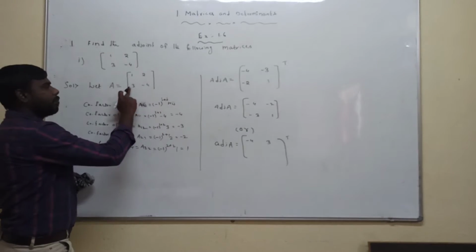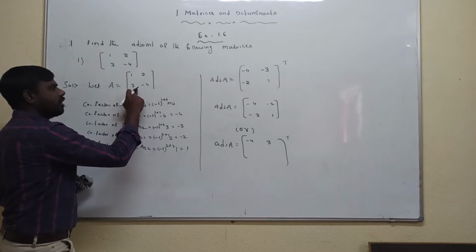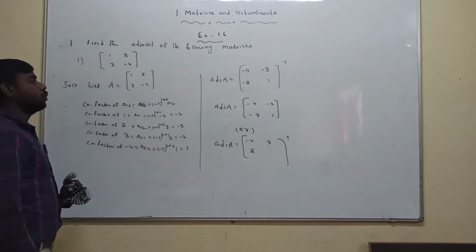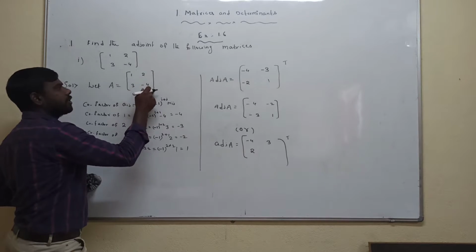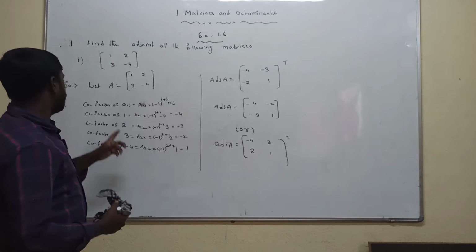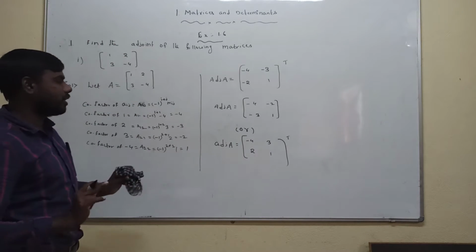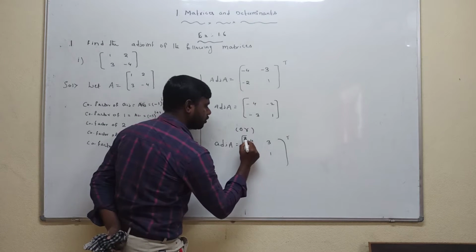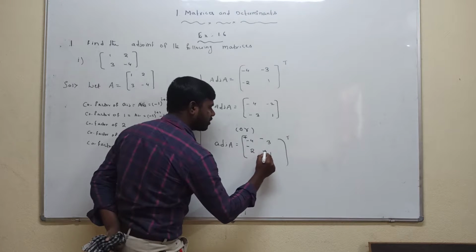3 we are taking. 3 is present in the second row, first column, so eliminate them. The left element is 2. Next, minus 4 is present in the second row, second column, so eliminate them. The left element is 1. But the cofactor of A we get is minus 1 to the power of i plus j. That's why it is very simple. So first we take alternating signs, plus after minus, or minus after plus.